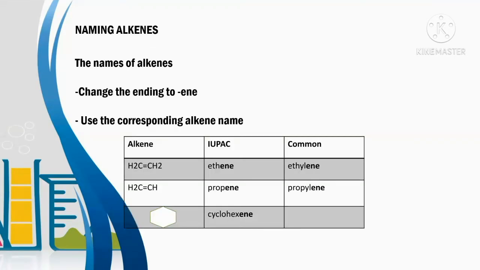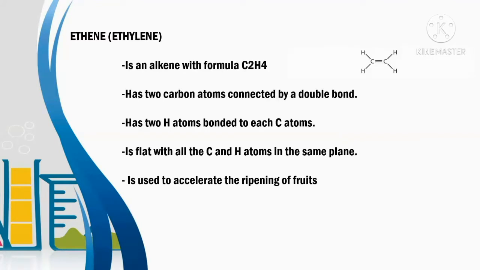Naming alkenes. So how do we name alkenes? First, we need to change the ending to "-ene" and use the corresponding alkane name. So for example, ethene, its common name is ethylene, propene, propylene, and cyclohexene that doesn't have a common name. Ethene, ethylene, is an alkene with formula C2H4, has two carbon atoms connected by a double bond, has two H atoms bonded to each C atom. This is flat with all C and H atoms in the same plane, and is used to accelerate the ripening of fruits.